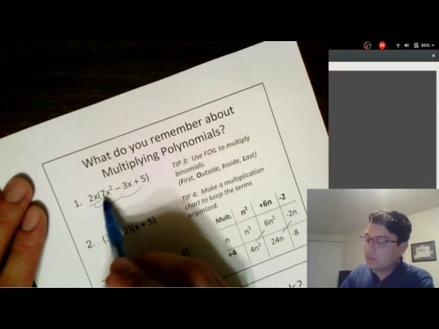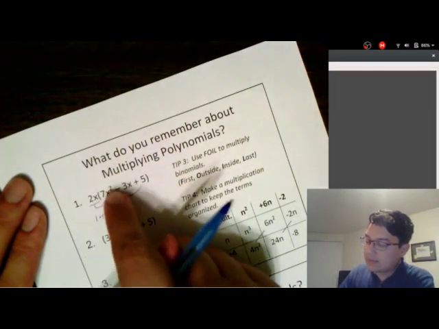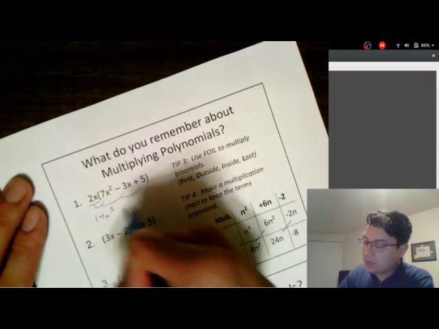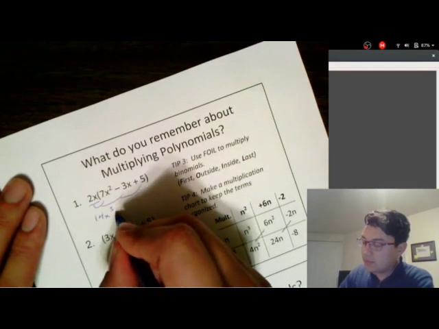So we'll do times the 7x squared here. 2 times 7 is 14. X times x squared is x cubed. And then that's that term. So the next term, 2 times negative 3 is negative 6.